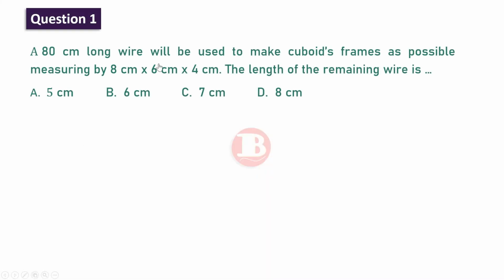An 80 cm long wire will be used to make cuboid frames as possible, measuring 8 cm times 6 cm times 4 cm. The length of the remaining wire is A. 5 cm, B. 6 cm, C. 7 cm, or D. 8 cm.